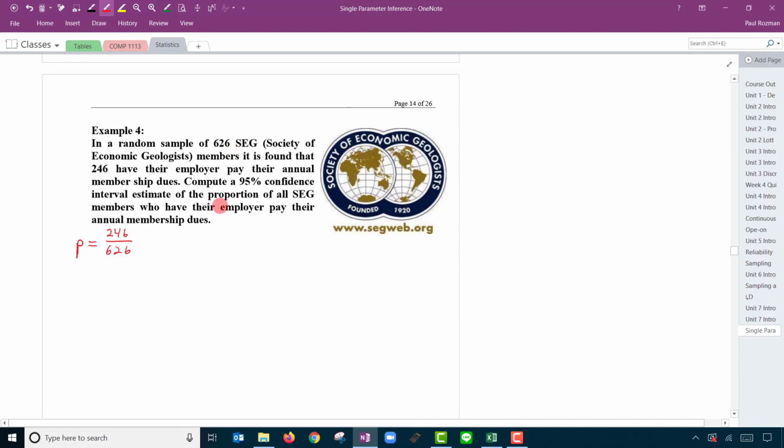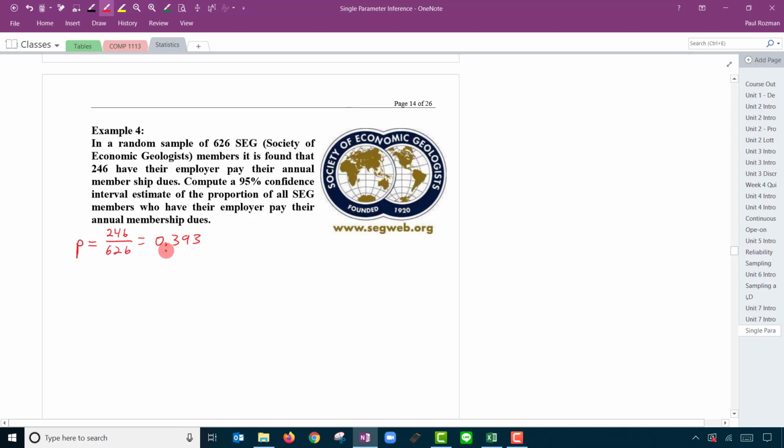We'd like to estimate the proportion of members who have their employer pay their membership dues. Basically, what is the proportion for the whole population? We know the proportion of our sample. It turns out to be about 39%, 0.393.